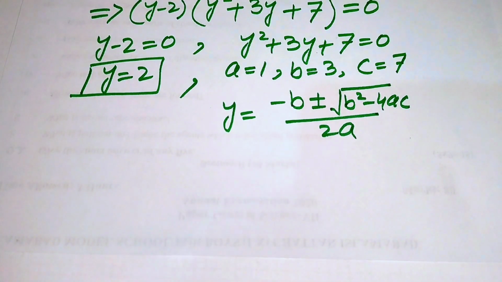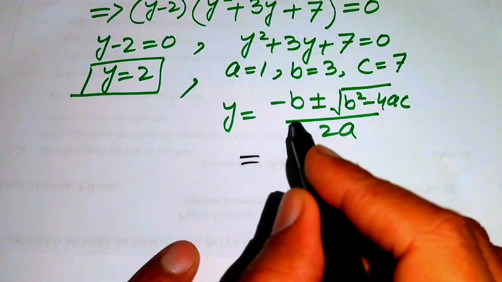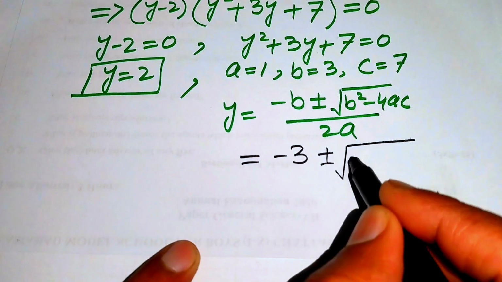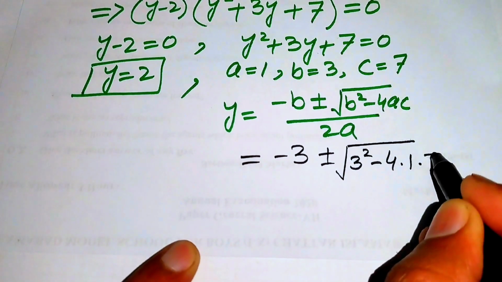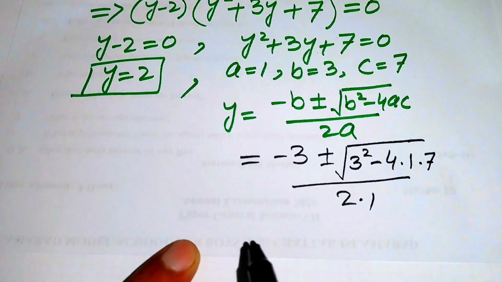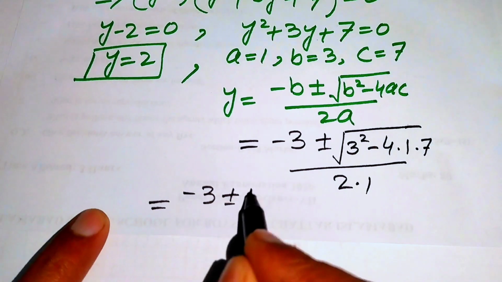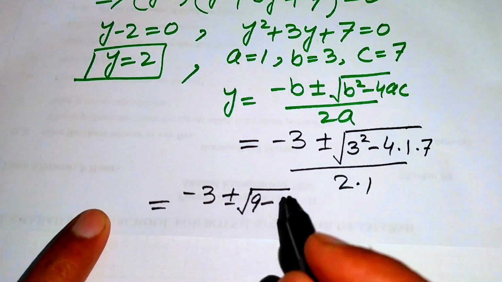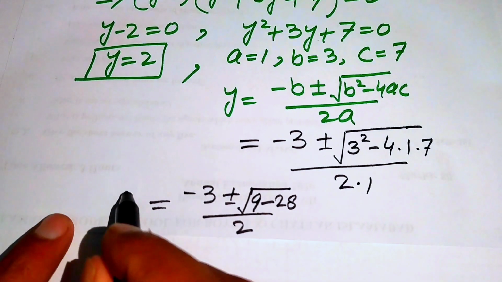So now we put the values of a, b and c in this quadratic formula, and we obtain minus 3 plus minus square root of b square. So our b is 3 square minus 4 times a is 1, and c is 7, and it is divided by 2 times a. So here we get minus 3 plus minus square root of 3 square, and 3 square becomes 9, minus 4 times 7 becomes 28, and this whole divided by 2.